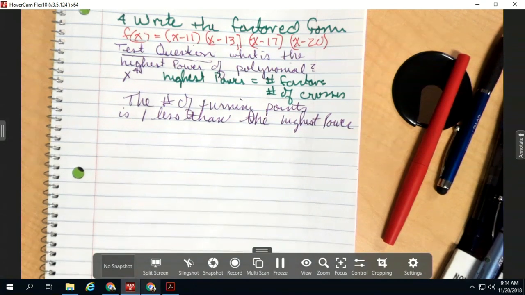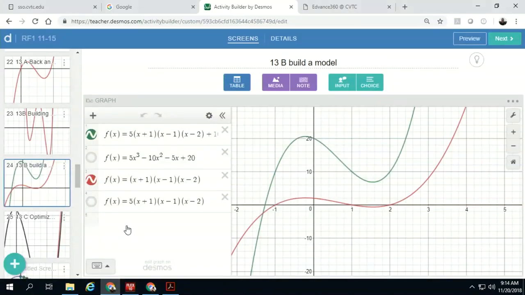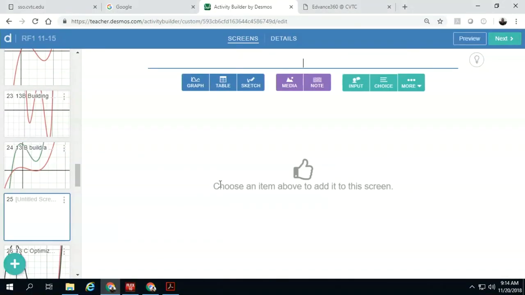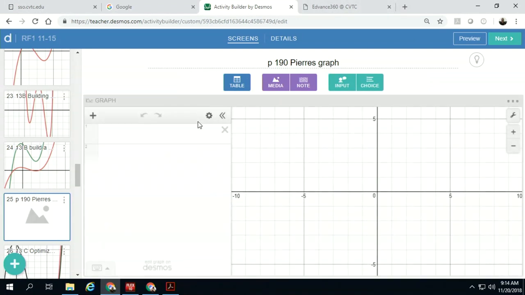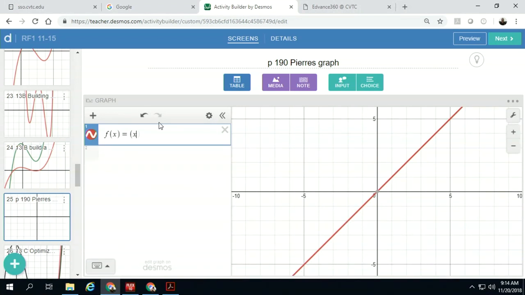So, let's go to Desmos and let's do it. So we're going to make a graph, page 190, Pierre's graph. Okay, we're going to make a graph, and it's going to be of the form f of x equals, parentheses, x minus 11 times x minus 13 times x minus 17.